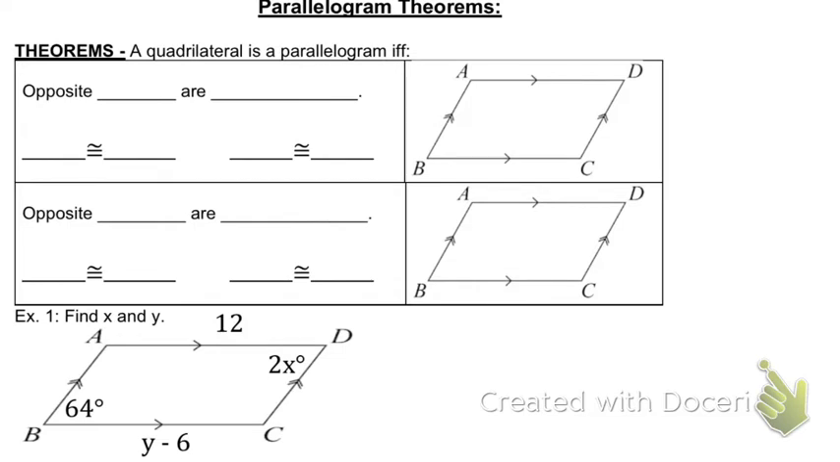A quadrilateral is a parallelogram if and only if opposite sides are congruent. So not only are opposite sides going to be parallel, aka never ever touching, they're also going to be congruent. Meaning they're the same what? Length. Very good. So can somebody give me an example here of some congruent sides?